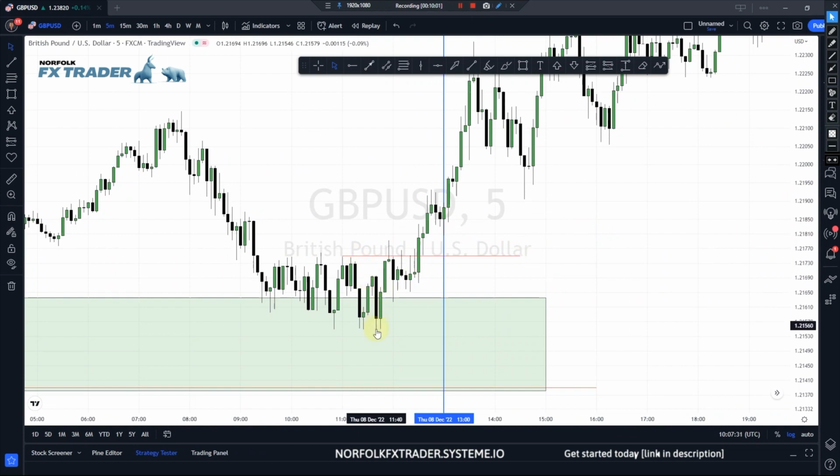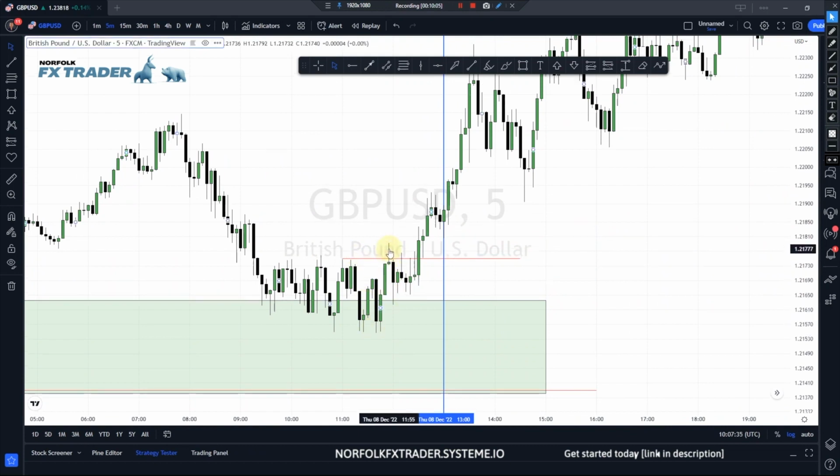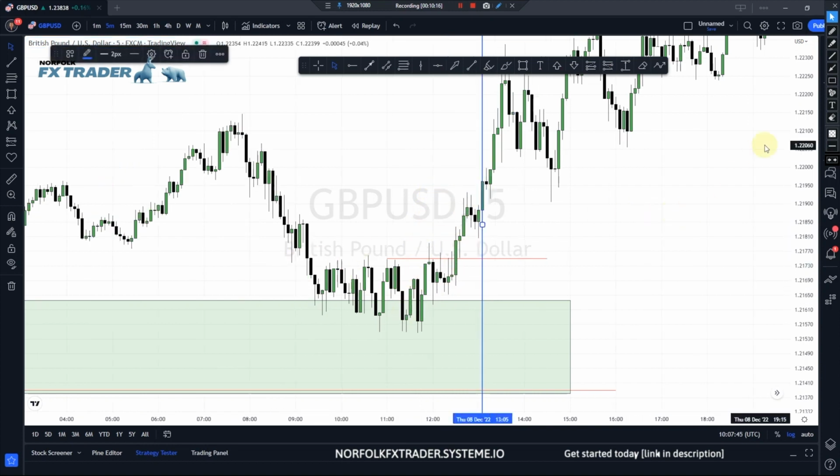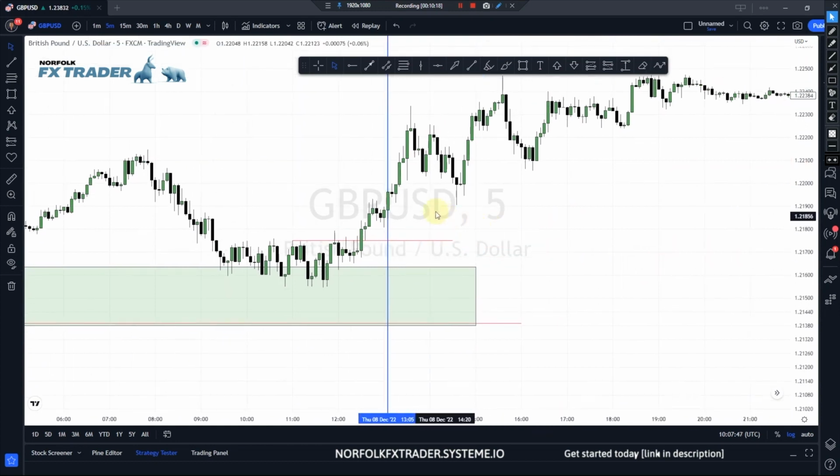There's our last push down to make this low. We wick through. Now you can use this as a change of character with a wick, but if you want to be more consistent, look at using a close through. We have a close through here, continuation to the upside. That shows me the change of character. So what about capturing an entry here? Well, we look at the same thing. We have the move up.